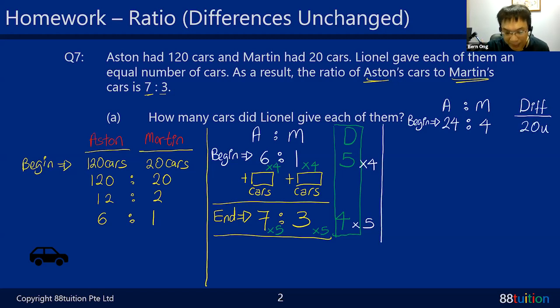So next, both of them plus an equal number of cars. Both of them plus an equal number of cars. I put plus box cars.